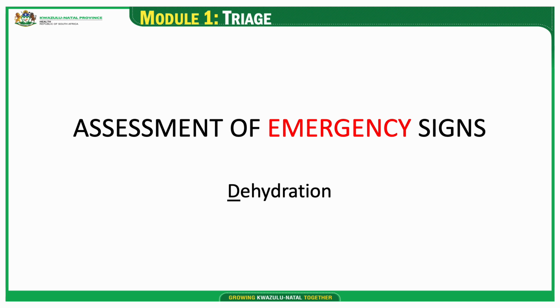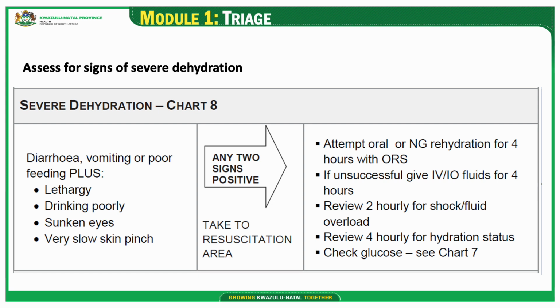The last of the emergency signs is dehydration. When assessing this, we first have to ask the caregiver, does the child have diarrhea or vomiting or poor feeding? If they don't have those, then we can move on to the priority signs. However, if they do have those, then we would assess the child to see if they're lethargic. Remember, V on the AVPU scale, drinking poorly, sunken eyes, and a very slow skin pinch. We need 2 of those signs to be positive to classify the child as an emergency.